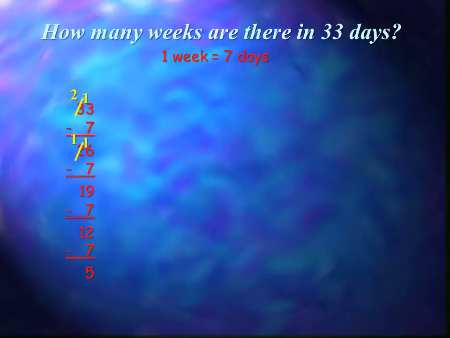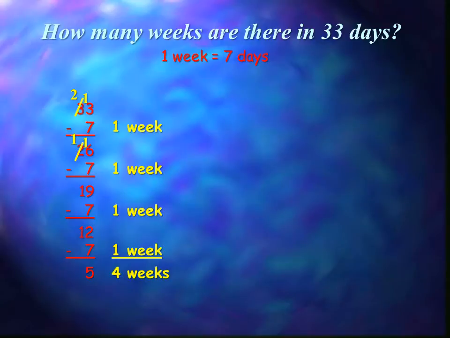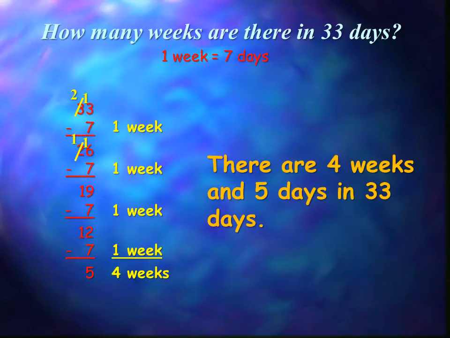So now I need to count how many weeks I used in doing this calculation. 1 week, 1 week, 1 week, 1 week, for a total of 4 weeks altogether. However, I still have my 5, and that is how many days are left over that don't fit into a week. So in fact, there are 4 weeks and 5 days in 33 days.